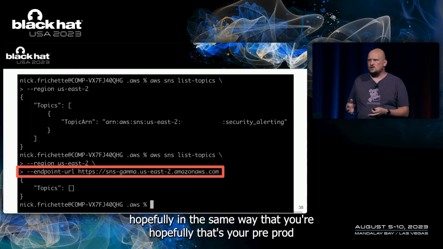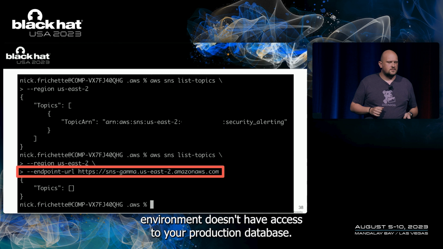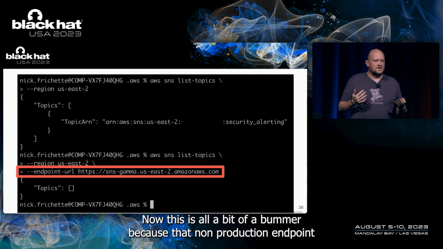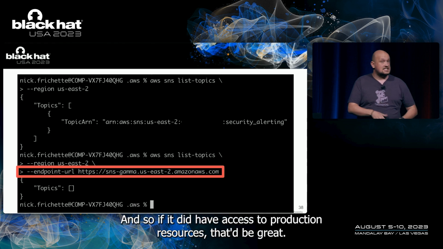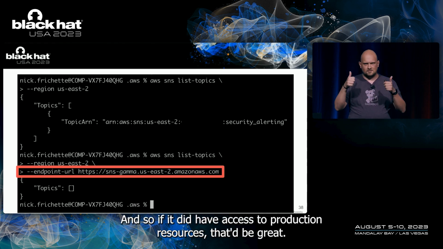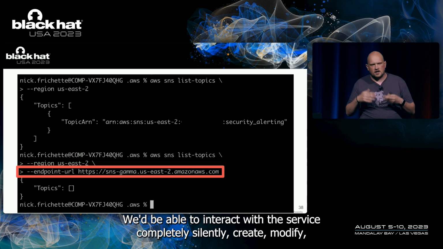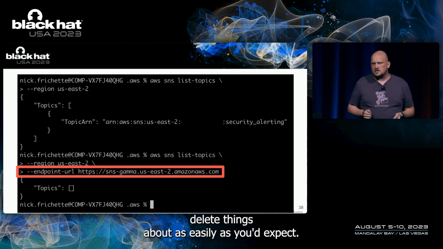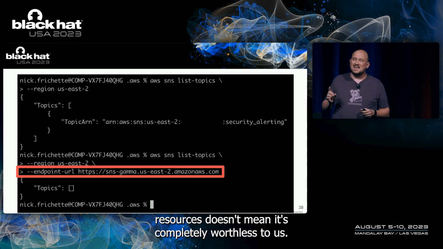Hopefully in the same way that your pre-prod environment doesn't have access to your production database. Now, this is all a bit of a bummer because that non-production endpoint doesn't log to CloudTrail. And so if it did have access to production resources, that'd be great. We'd be able to interact with the SNS service completely silently, create, modify, delete things about as easily as you'd expect. But just because it doesn't have access to production resources doesn't mean it's completely worthless to us.